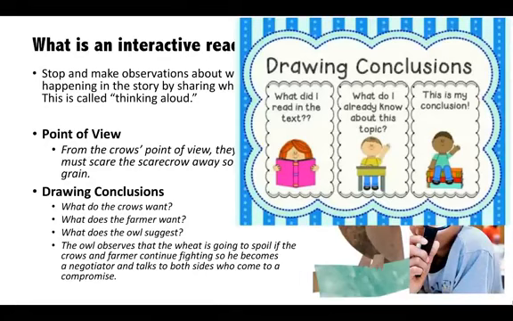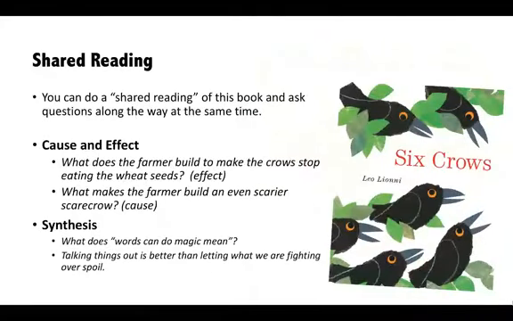What does the owl suggest? The owl observes that the wheat is going to spoil if the crows and the farmer continue fighting, so she becomes a negotiator and talks to both sides, who come to a compromise. So this book lends itself to shared reading as I modeled.